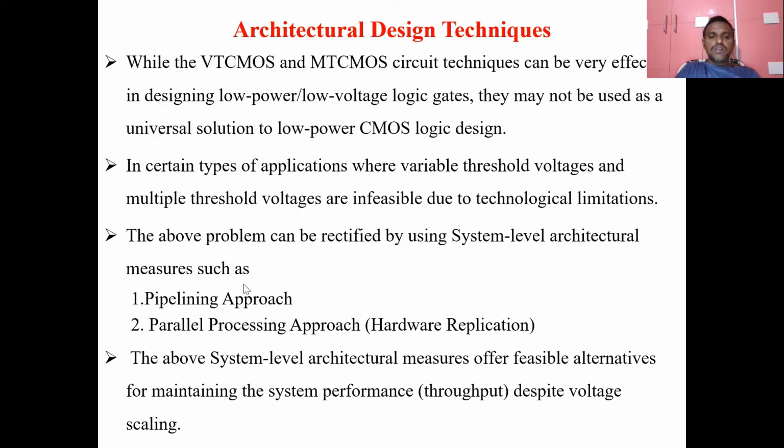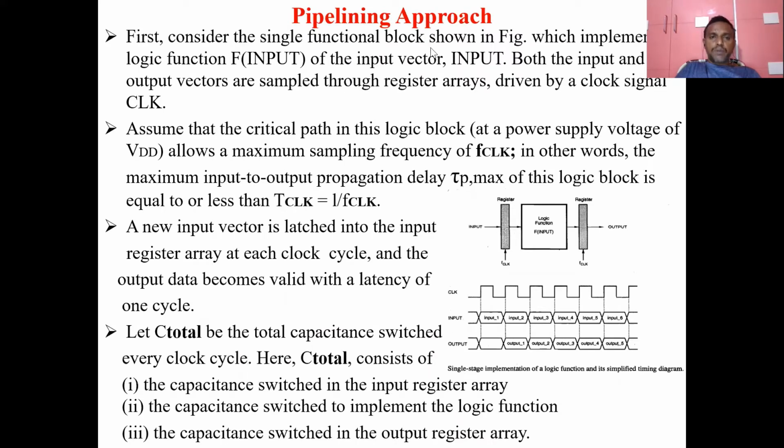First I will take the pipelining approach. The above system level architectural measures offer feasible alternatives for maintaining the system performance despite the voltage scaling. Now we have the pipeline approach.